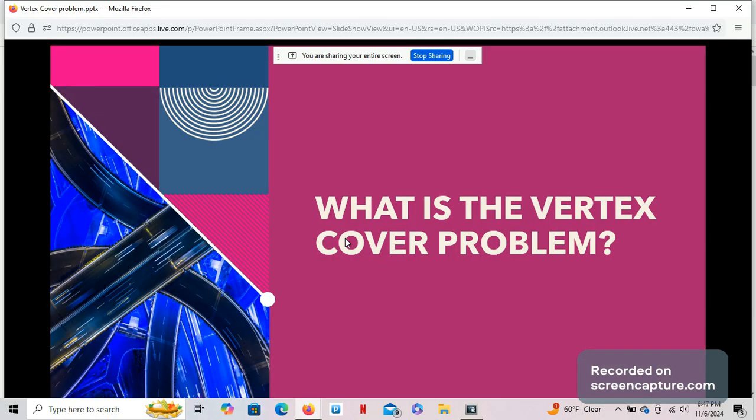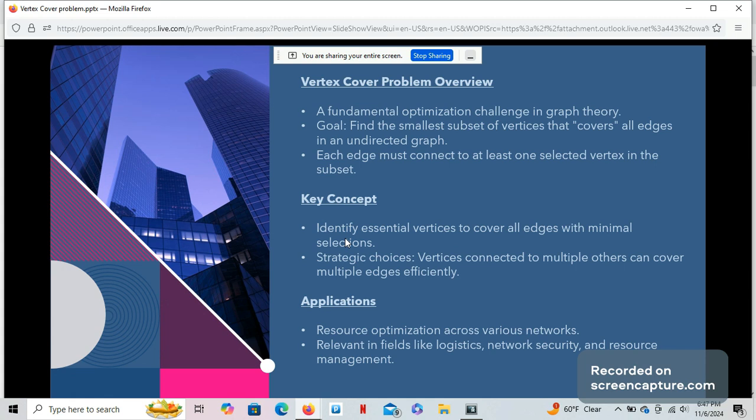So what is the vertex cover problem? It's a classic optimization challenge in graph theory. Imagine you have an undirected graph, a network of vertices connected by edges, and the goal is to find the smallest possible subset of these vertices that covers all the edges. In other words, every edge in the graph should be connected to at least one of the vertices in our subset. So this means identifying which vertices are essential to touch all edges with the fewest selections possible.